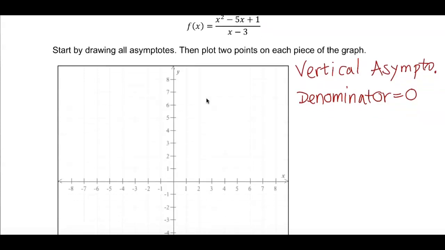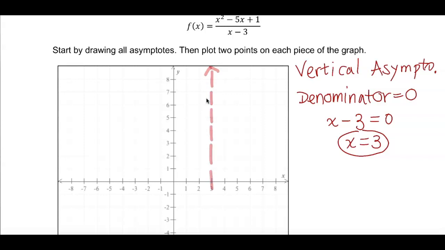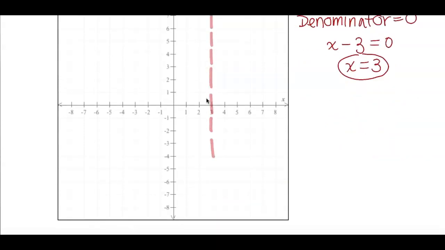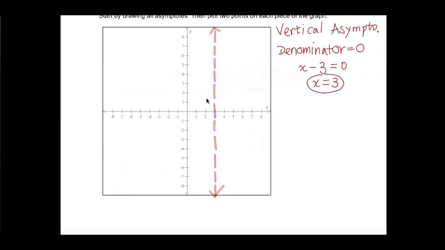There's only a vertical asymptote when the denominator is 0. If I add 3 to both sides, we have a vertical asymptote at x equals 3. So go ahead and graph that with the dotted line at x equals 3. And then now we need to find the horizontal asymptote.